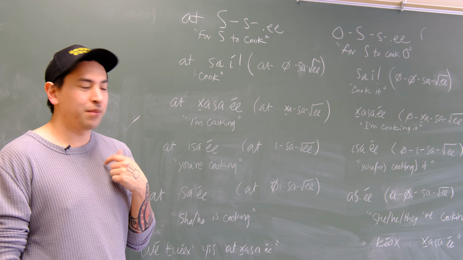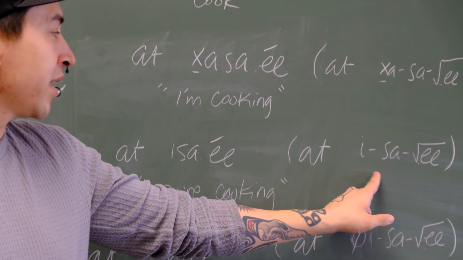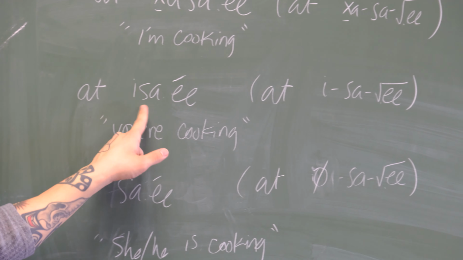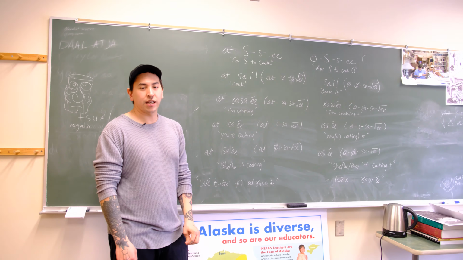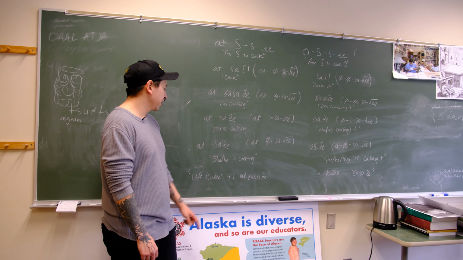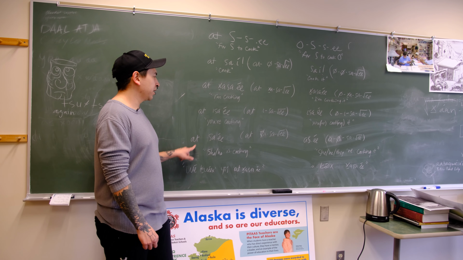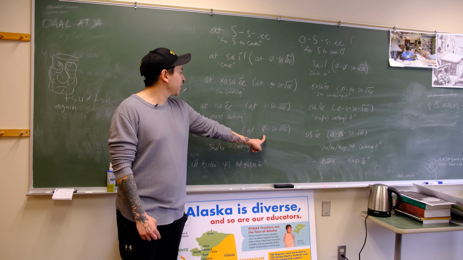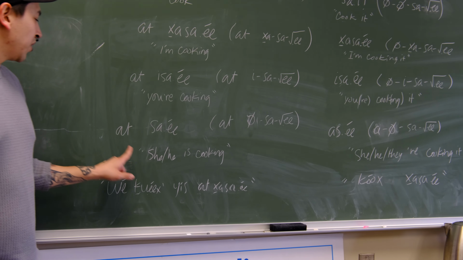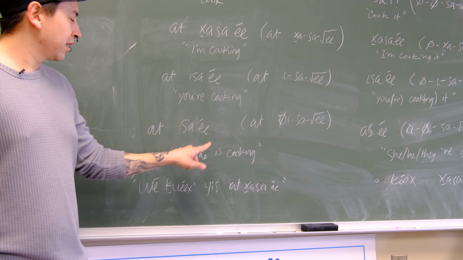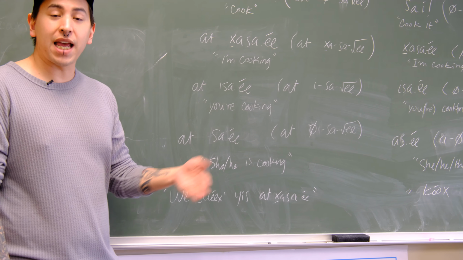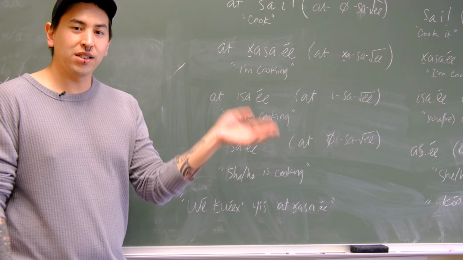Sa.ée, I'm cooking. And then we'll go to the next one, isa.ée. And see, we changed the subject pronoun here, ée. So that's you. Isa.ée, you're cooking. You are cooking. And then we have the next one. See, we have a zero pronoun here again. So sa.ée, she, he, or they are cooking, or is cooking.